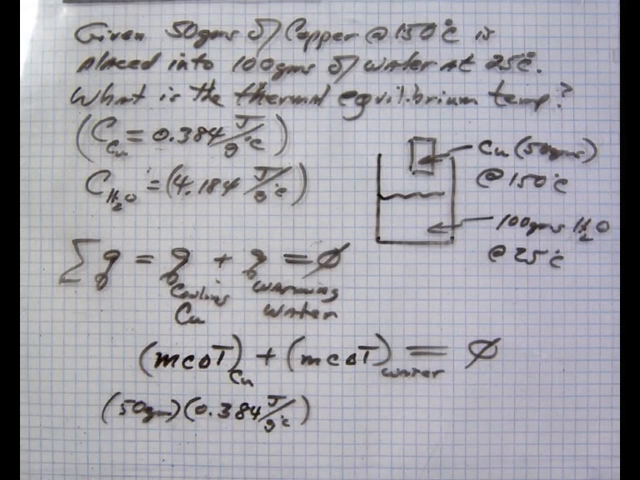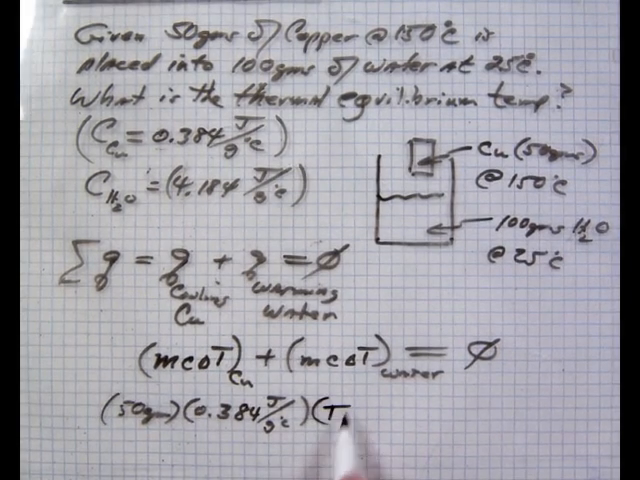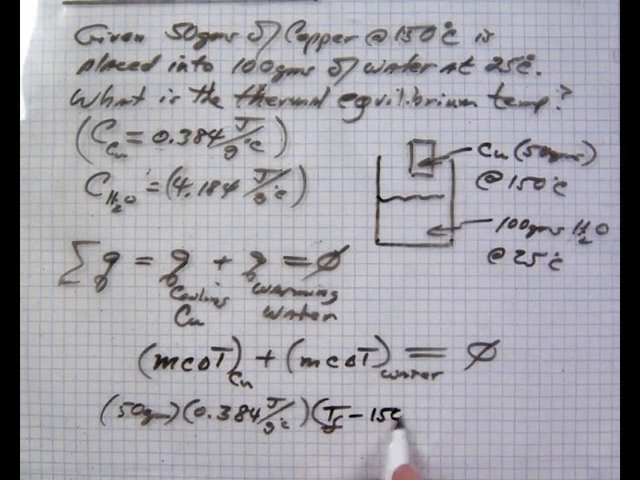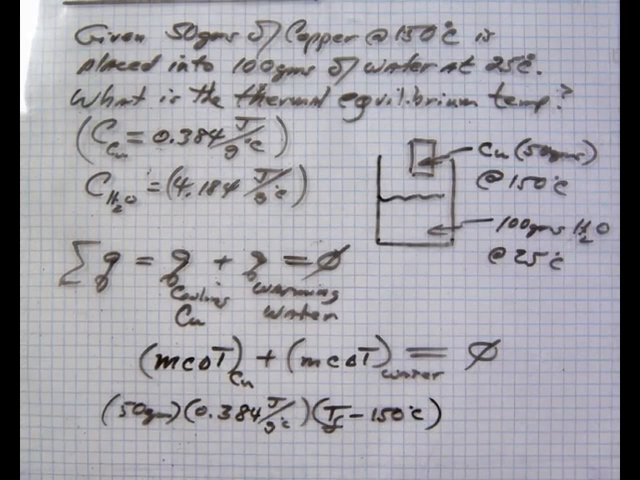So when you calculate a change, how do you do it? Final minus initial. We're looking for the final temperature, so we'll put that in as a variable, T_F, minus 150 degrees C. So that's your heat change for the copper. Don't worry about heat loss or heat gain. If you take the sum of the Q values, you put in the equation the temperature change, T final minus T initial.